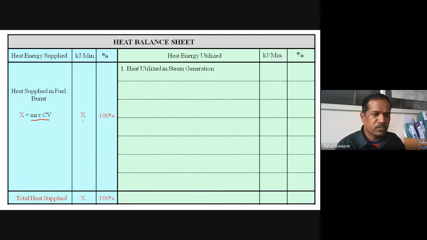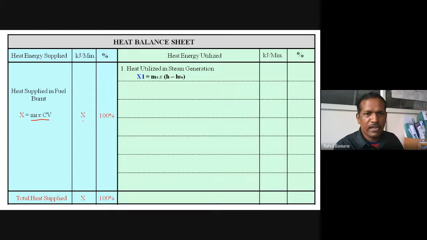It is never possible that total 100% heat is utilized for steam generation only. No, it is not possible. So how much amount of heat is generated for steam? Suppose it is X1. So X1 amount of heat is utilized in steam generation.